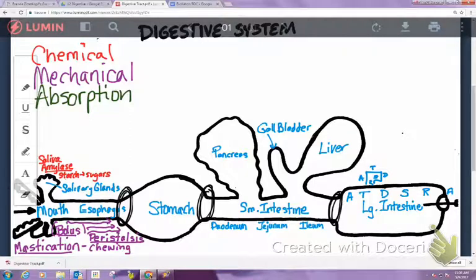Notice I haven't used any green yet because we haven't done any absorption. There is no absorption happening in the mouth, in the esophagus, and there's actually no absorption happening in the stomach either. According to the video we watched yesterday, what's the workhorse of the digestive tract? The small intestine. That's where absorption occurs.